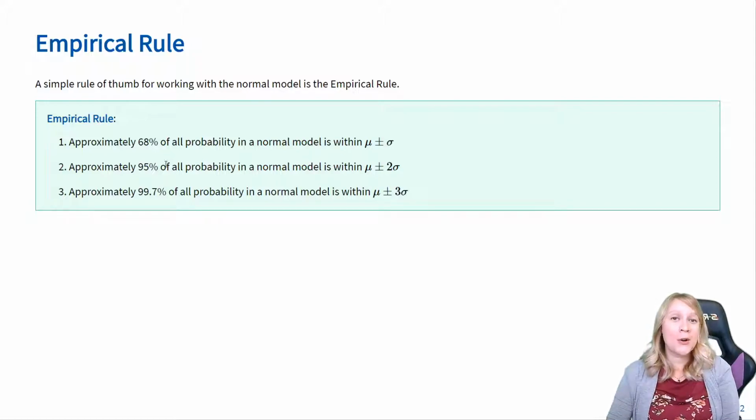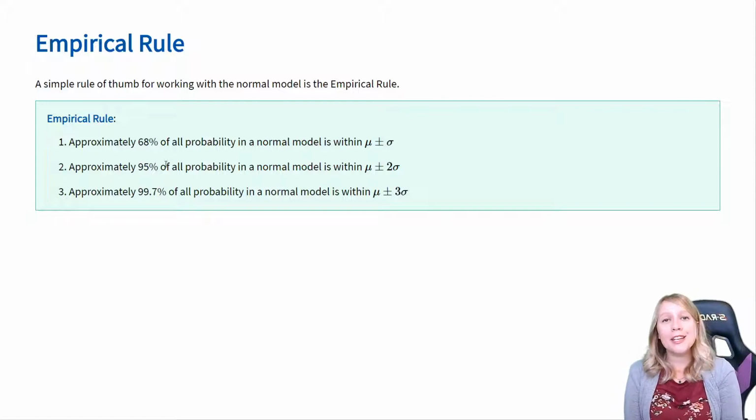So let's say that we don't have R or a normal calculator with us, and we want to find some quick ranges for where we think values might fall in a normal model. One tool that we can use to help us here is the empirical rule, and here's what that says. The empirical rule gives 3 bounds or 3 ranges for values from a normal distribution. So about 68% of all the probability in a normal model is contained within the mean mu minus a standard deviation sigma, and then mu plus sigma.